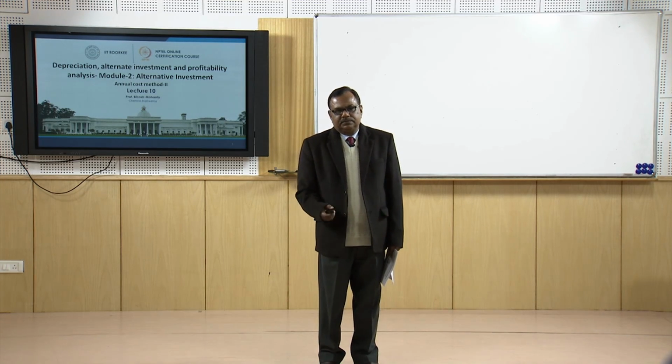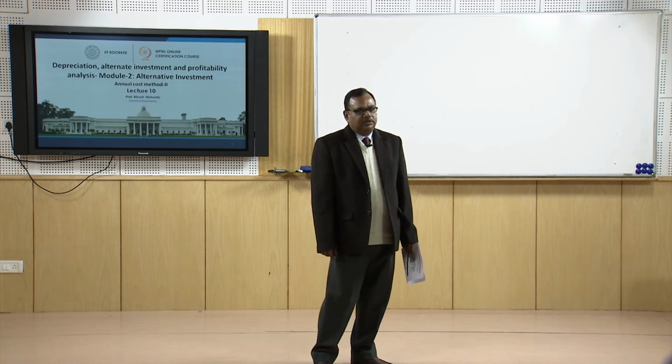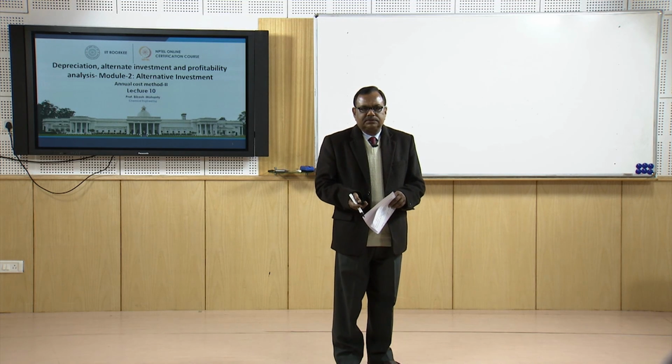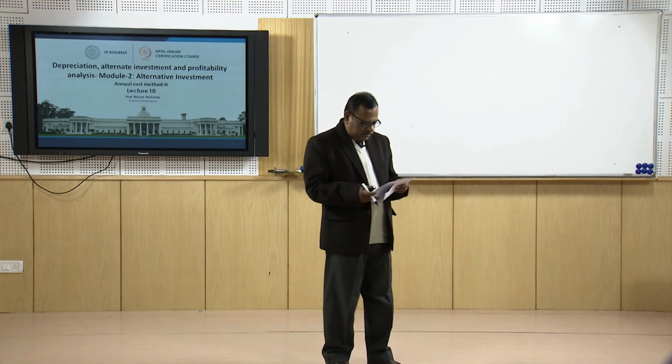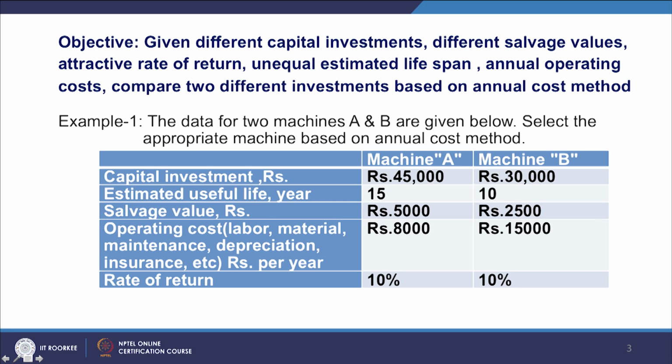Now, in the first slide I have shown how to derive the formula for the annual cost method, and based on this formula we will solve our numericals. This is the first numerical, and the objective of this numerical is, given different capital investments, different salvage values, attractive rate of return, unequal estimated lifespan, annual operating cost, compare two different investments based on the annual cost method.